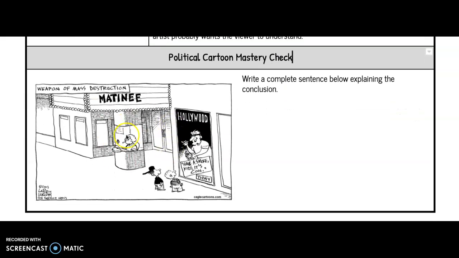So when I look at this cartoon down here, I'm looking at a movie theater. At the top left, there's a caption that says, "Weapon of Mass Destruction." So I need to now look at the picture and look at what all the people are doing and looking at in the picture, in addition to reading all of the captions. Finally, I'm going to write my sentence below explaining the conclusion I think that the author is trying to make.